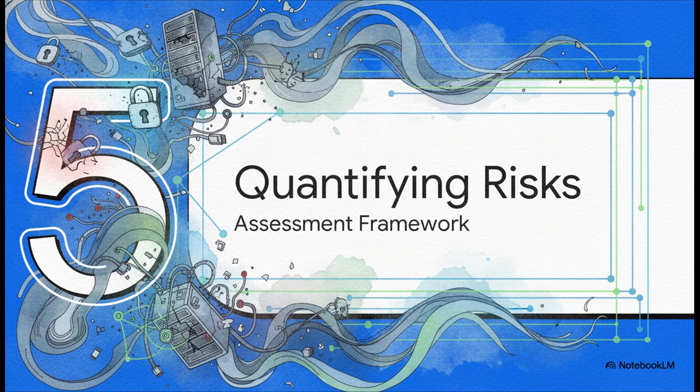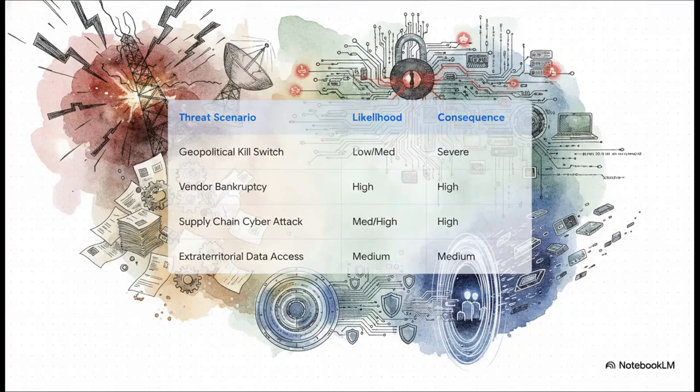Section 5. Quantifying Risks and Consequences, the Assessment Framework. To protect your organization, you need an evidence-based framework to separate the probability of an event from its catastrophic impact. For example, a geopolitical kill switch or sudden sanctions might only have a low to medium likelihood, but the consequence is severe. We're talking instant loss of critical infrastructure. Conversely, vendor bankruptcy is a high likelihood event with high consequences, bringing stalled continuity and massive recovery costs.